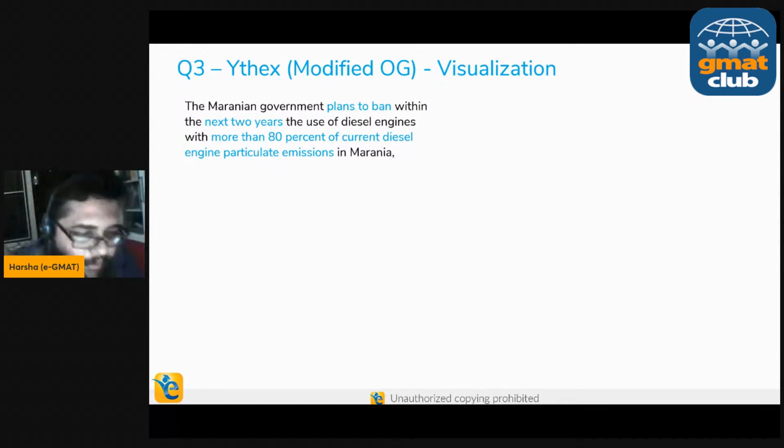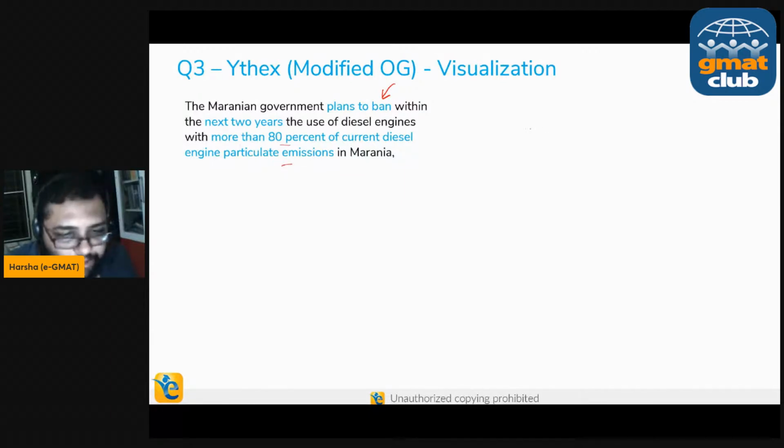Okay. Now let's get into some more interesting territory. The Maranian government plans to ban within the next 2 years, very specific timeline there, the use of diesel engines with more than 80% of current diesel engine particulate emissions in Marania. Long sentence, but let's understand. So there is a plan to ban, or in other words, it's not yet done. This ban is not implemented yet. It's just a plan at this point. Within the next 2 years, the timeline is clear. The use of diesel engines, so you're still talking about Vitex, things like Vitex, which are diesel engines, with more than 80% of current diesel engine particulate emissions in Marania.